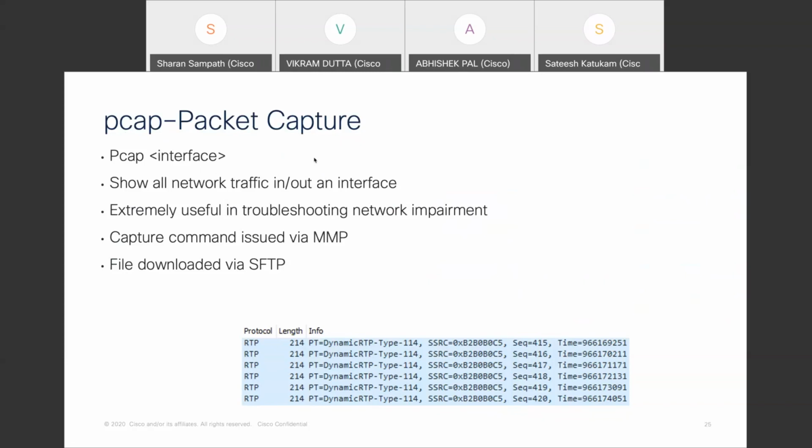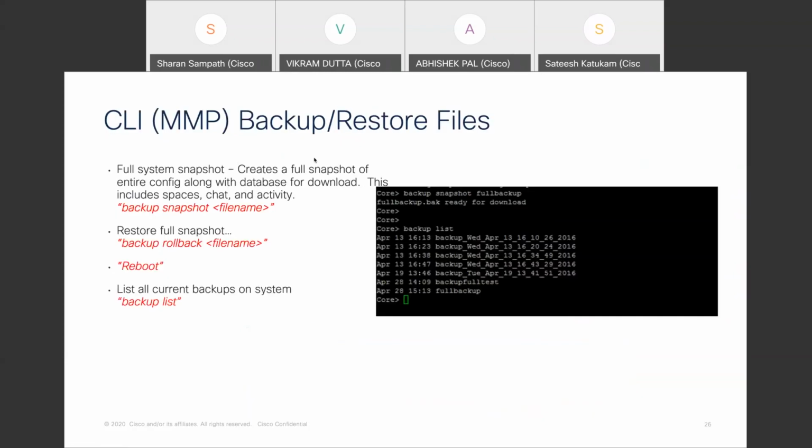Now let's look at some of the commands which we have explored before, but didn't look at the actual specific commands. So how do you take a backup? The command you can run on the MMP is backup snapshot and a file name. This is a name that you can choose. Hopefully whatever you put in as the file name makes logical sense to you, so that in case of a server crash, you will be able to relate that this is the backup file which I should restore.